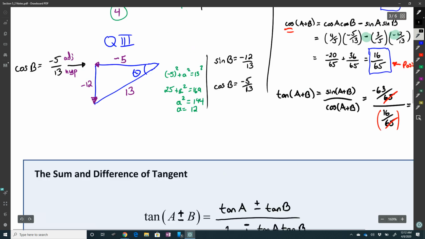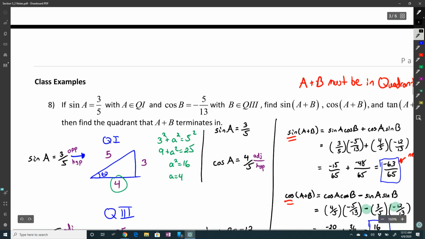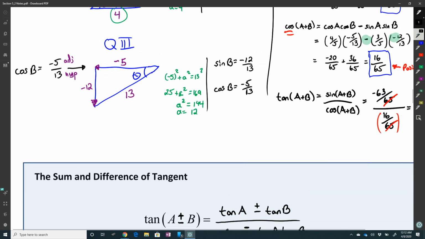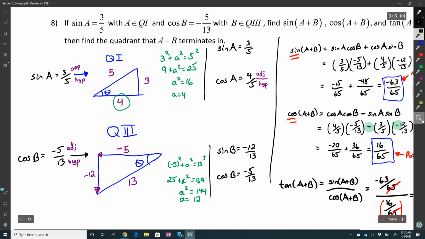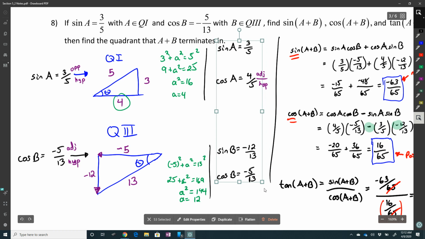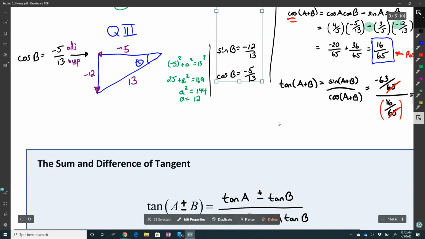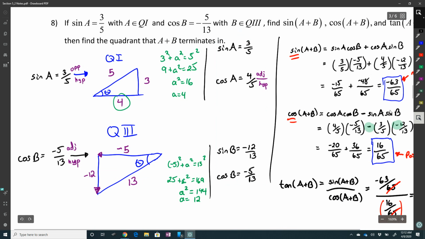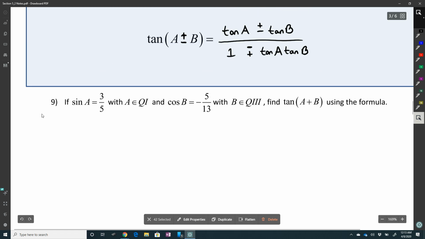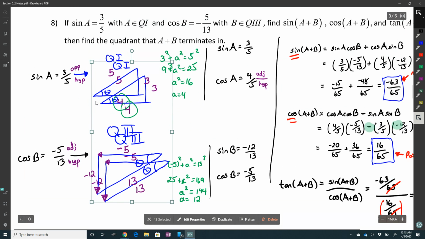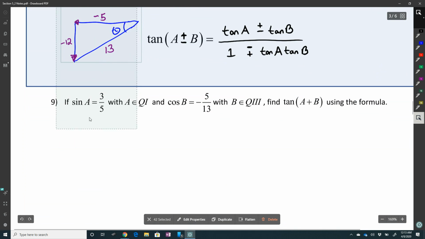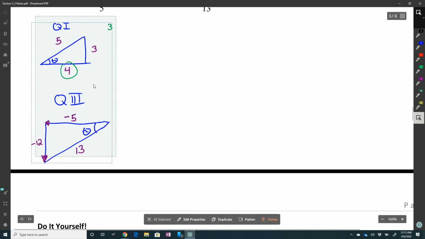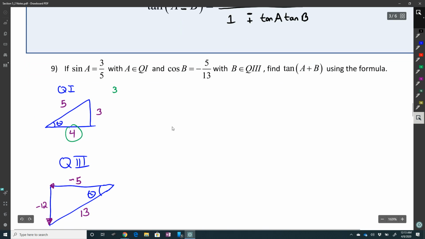And so notice this is the same information from above for question 9. Sine of A is 3/5, cosine of B is negative 5/13. So that means that all of these still apply. I didn't want to redo an entire problem. So I'm going to copy paste the triangles. Quicker than doing it over again. Okay, so since the information is the same, we have the same 2 triangles as before.